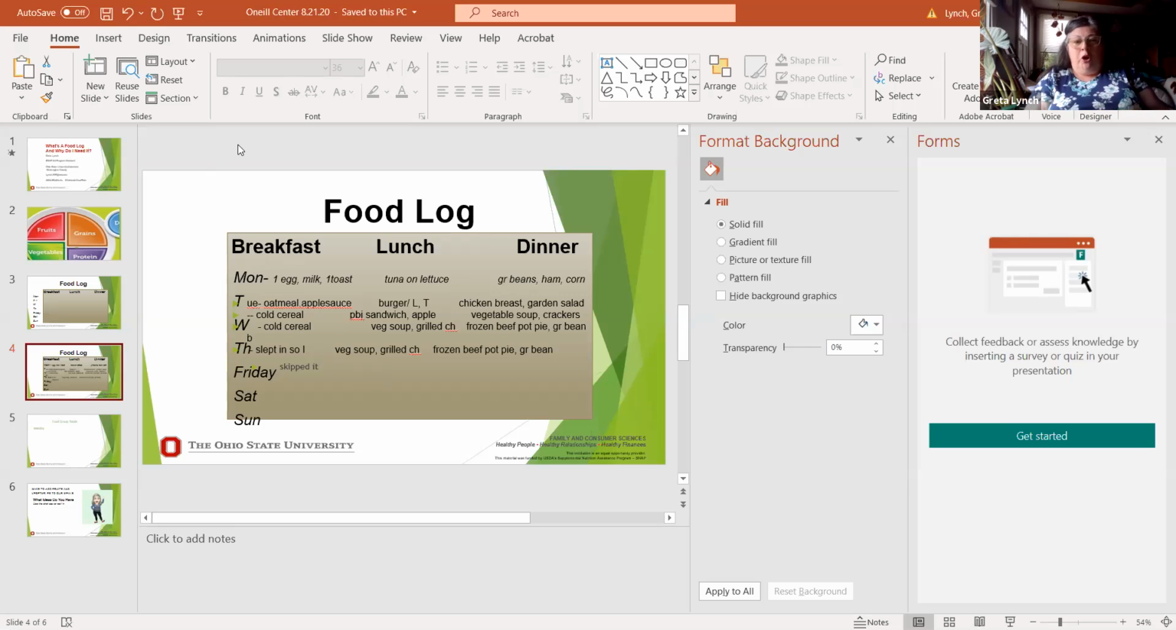For lunch, a burger with some lettuce and tomato. For dinner, you can see on the screen that it says chicken breast and a garden salad. And then for Wednesday, I just see I have a little typo there. I have cold cereal down twice.